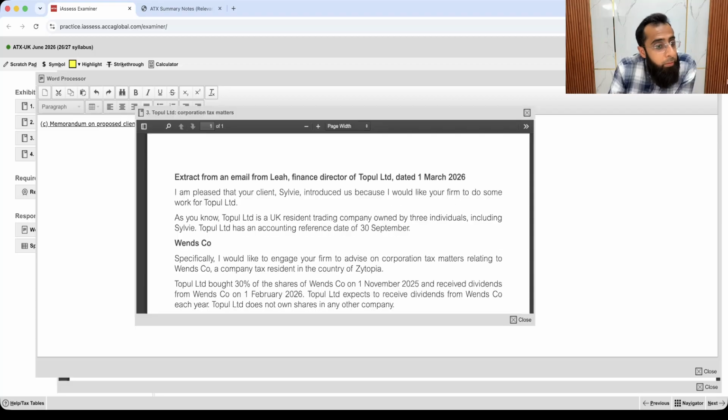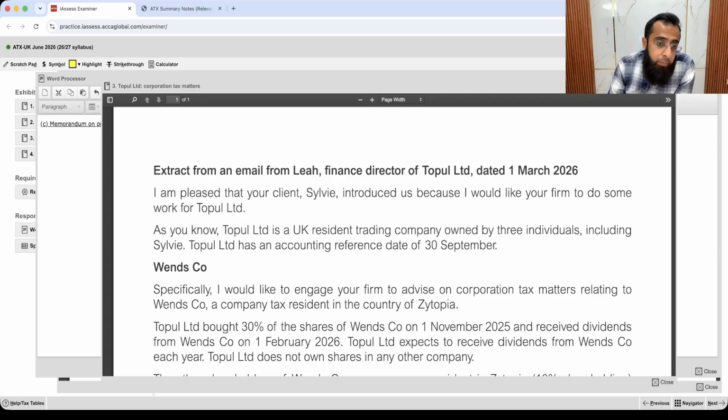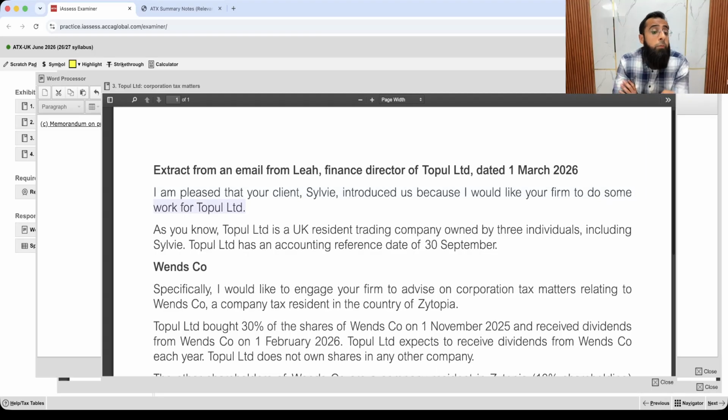Let's read exhibit number 3. Topul Limited corporate tax matters. Extract from an email from Lee, Finance Director of Topul Limited, dated 1st March 2026. I am pleased that your client Sylvie introduced us because I would like your firm to do the same work for Topul Limited. As you know, Topul Limited is a UK resident trading company owned by 3 individuals, including Sylvie. Topul Limited has an accounting reference date of 30th September.